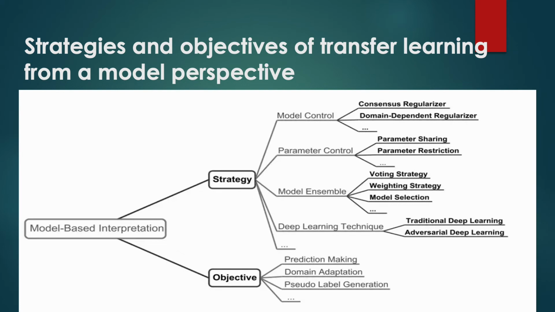This figure shows the corresponding strategies and objectives of transfer learning from a model perspective. So the first one is the model control strategy. During the training process, the knowledge in a pre-obtained source model is transferable to the target model, as we have seen in the previous slides.